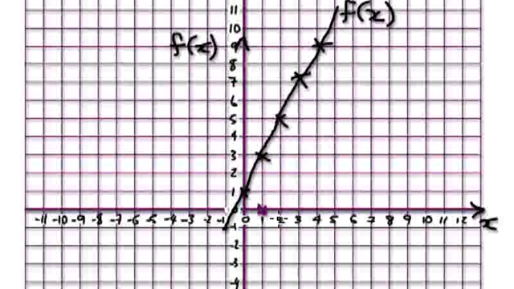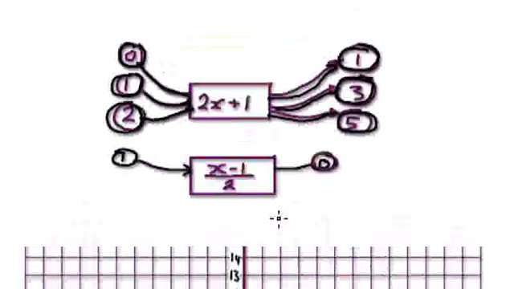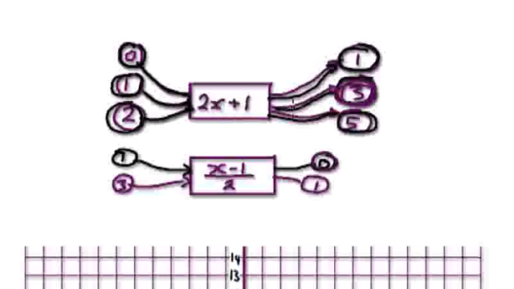Okay, I'm going to use purple for this one. So going back to here, if you put the number 3 into our inverse function, 3 take away 1 here would be 2. 2 divided by 2 will spit out the number 1, which makes sense because if you put this back into this machine, it will spit out the number 1 here.